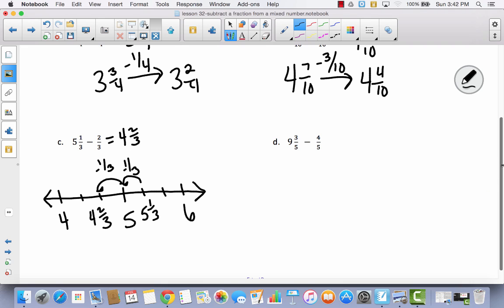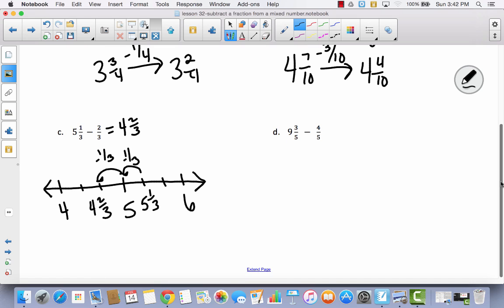Okay? Now, let's take a look at what that would look like using the number way, or the arrow way, okay? I'm going to start at 5 and 1/3, and I'm going to subtract until I get to the next whole number, which would be 5. So that means I would take away 1/3. Well, I have to take away 2/3. So I've already taken away 1/3. Now I have to take away one more third, and that's going to take me to 4 and 2/3.